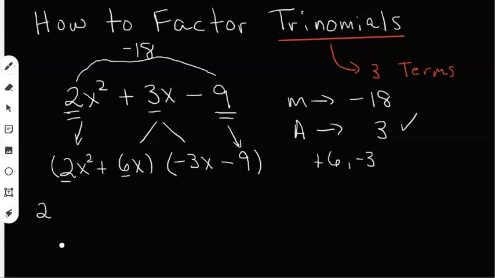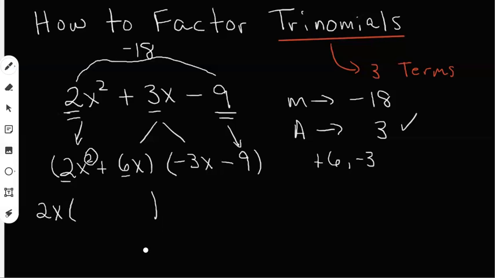So I take out the 2. Also, I notice that they have an x in common. This one has 2 x's, this one has 1 x, so I know I can take out 1 x in common. And I'm going to have something left on the inside.